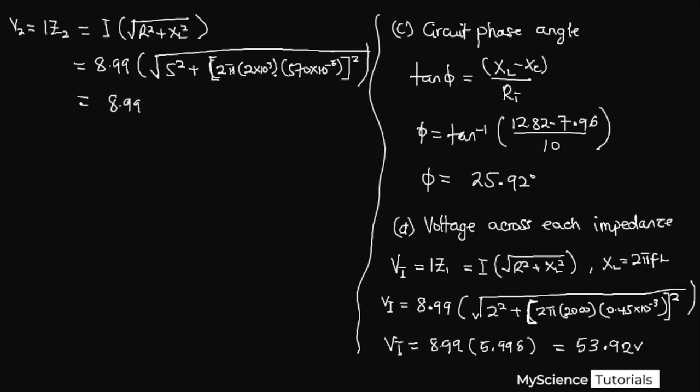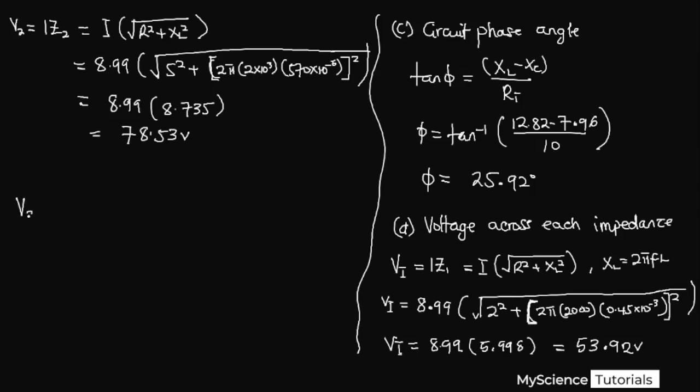If I multiply everything I have over here in the root sign and then apply the root sign to it, it's going to give me 8.735. So 8.99 multiplied by 8.735 will give me a total of 78.53 volts. So this is the voltage across the second impedance.